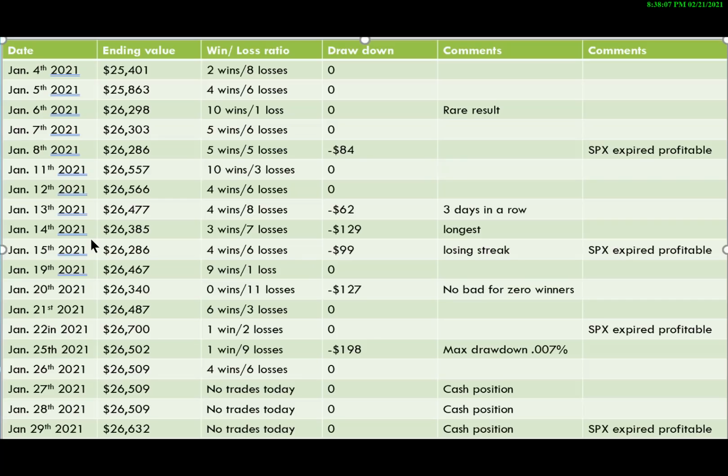Okay, so there were our results for the month of January. You can see some interesting things as we started with about $25,400. You can see that 2 wins, 8 losses, 4 wins, 6 losses.